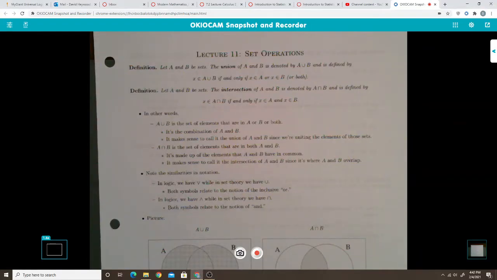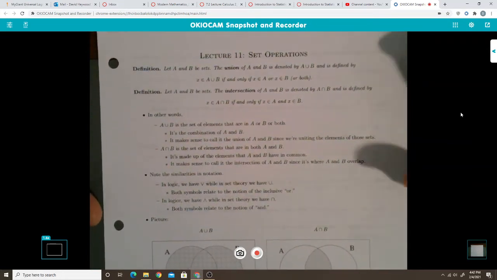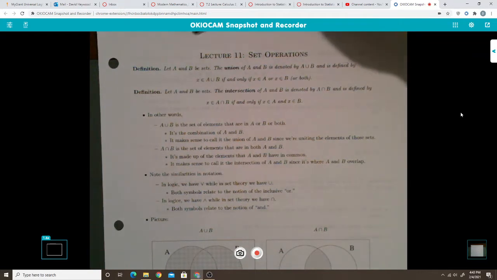All right, let's talk about set operations. So we've talked about sets, we've talked about how to compare sets. What we're going to talk about in this lecture is how to combine sets, how to make new sets out of old ones. So we're going to talk about unions, intersections, set difference, and complements, okay? So let's get to it.